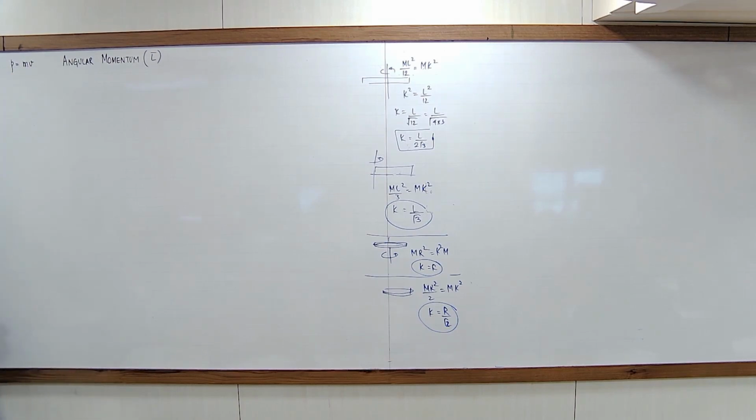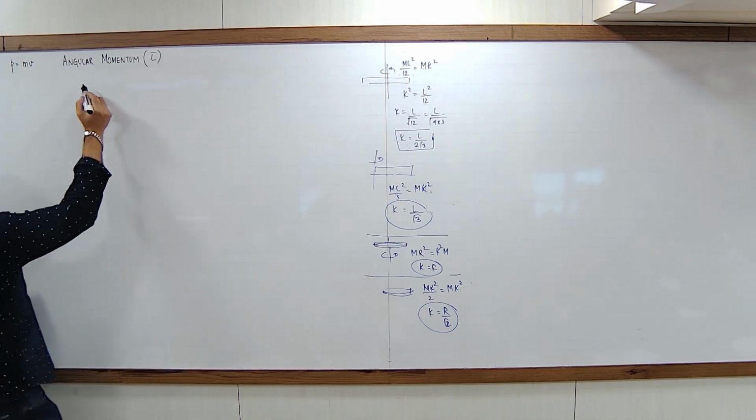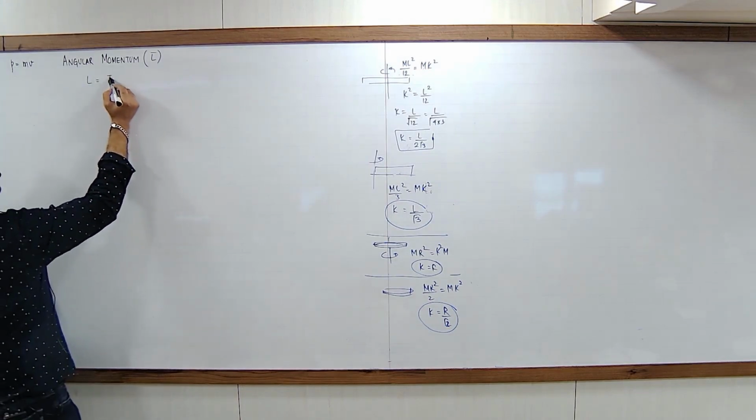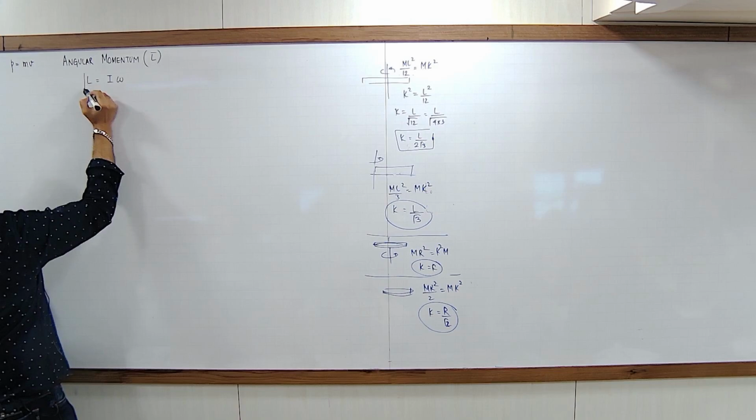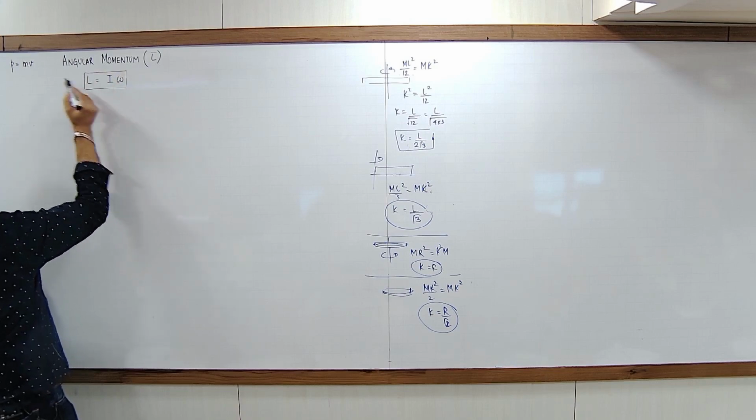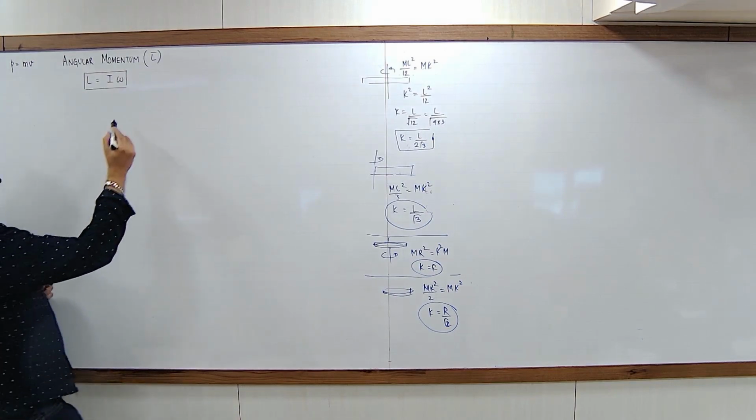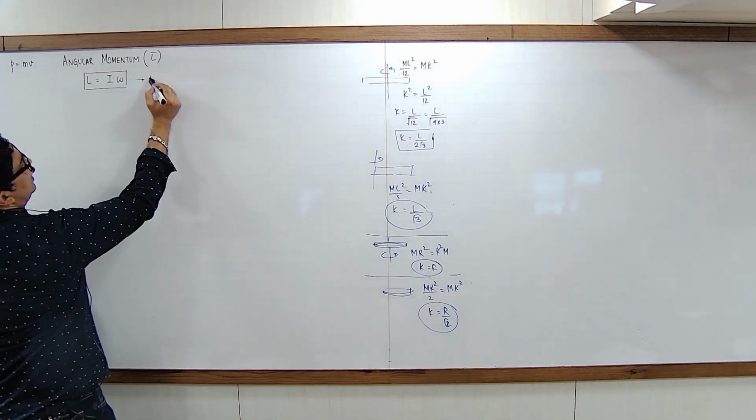Linear momentum is what? Tell me, mv. So Shanam, what is the formula for angular momentum? Very good, it's I into omega. So mass is replaced by I, and v is replaced by omega. That's pretty simple, isn't it? Now this is for rigid bodies.